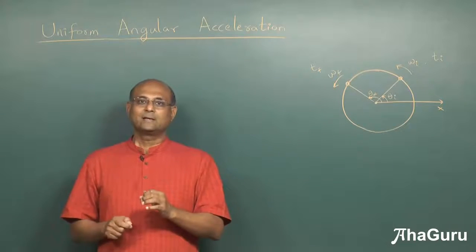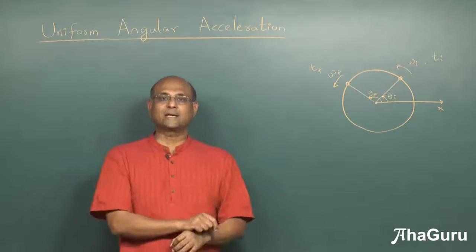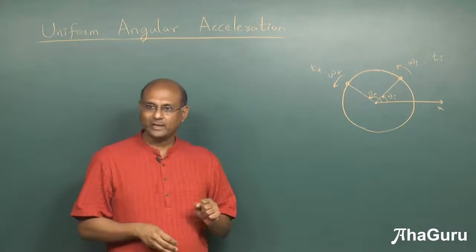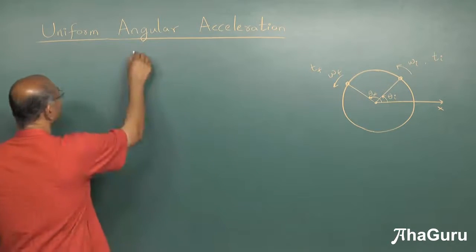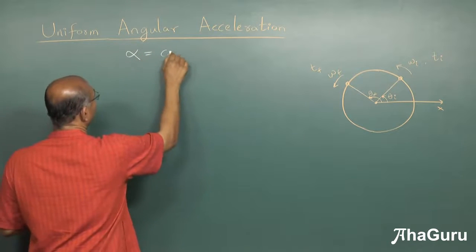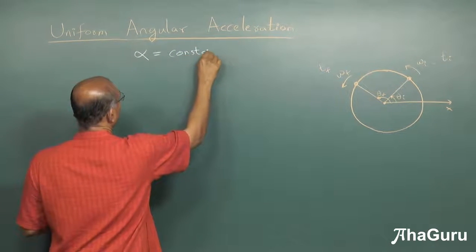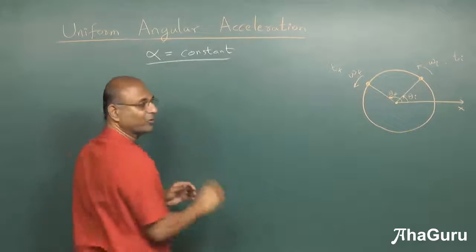Let us now study the uniform angular acceleration case in a little bit more depth. Okay, so what does that mean, uniform angular acceleration? That means alpha is constant. So this is the case that we are going to spend more time on.